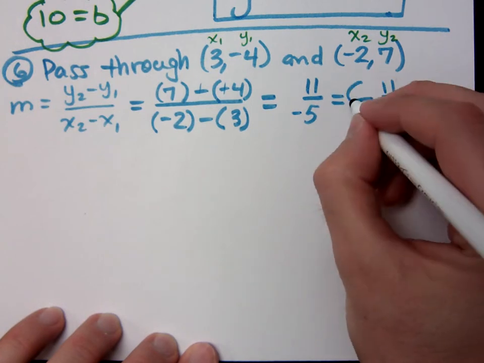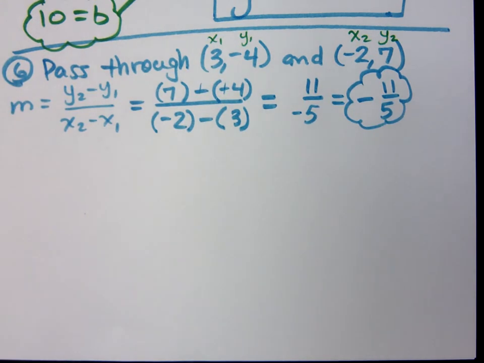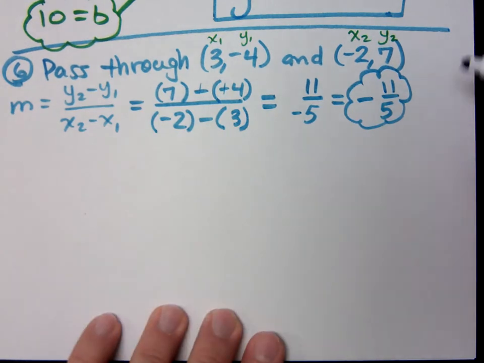So this guy right here is going to be my slope. Do you all agree? They can't help but think that that looks like a cloud with a face.